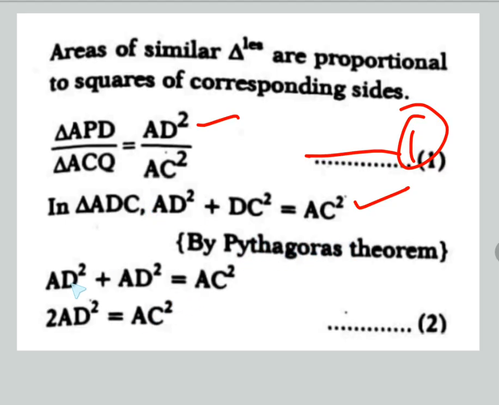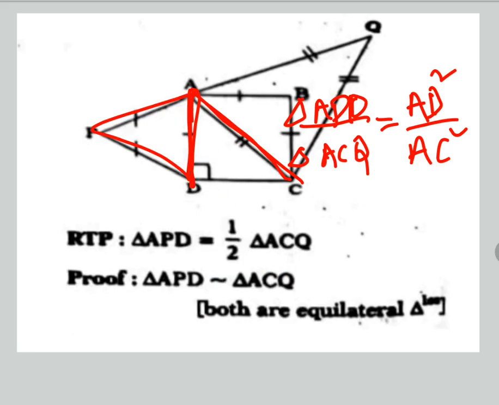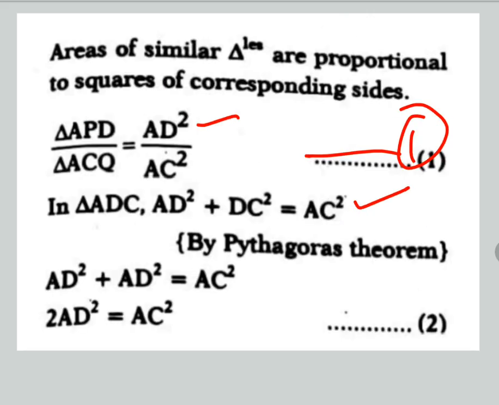But we know that AD square plus AD square is equal to AC square. Why? In the square, all the sides are equal, so AD and DC are equal. Now observe this: AD is equal to CD. So AD square plus AD square is equal to AC square, that is 2AD square is equal to AC square. Substitute this value, AC square equal to 2AD square, in the equation.